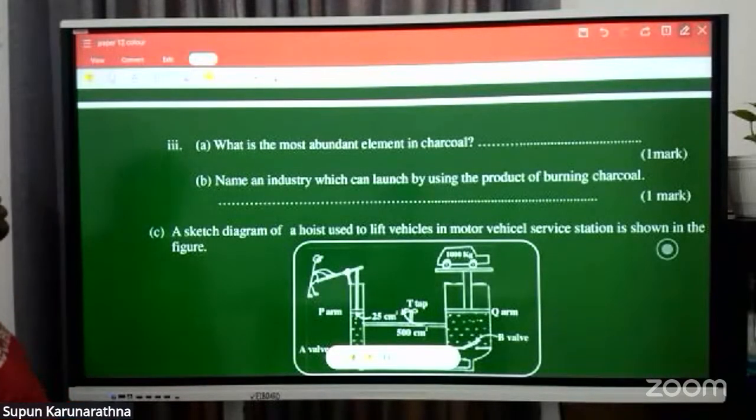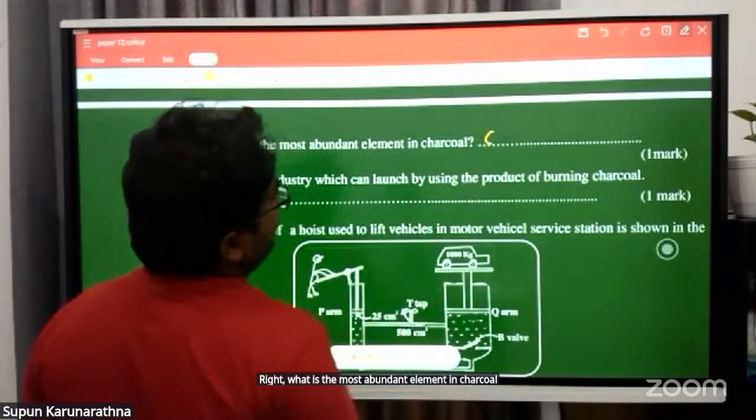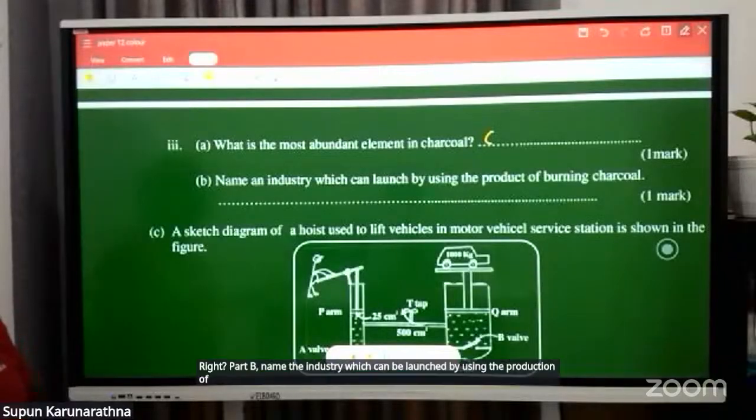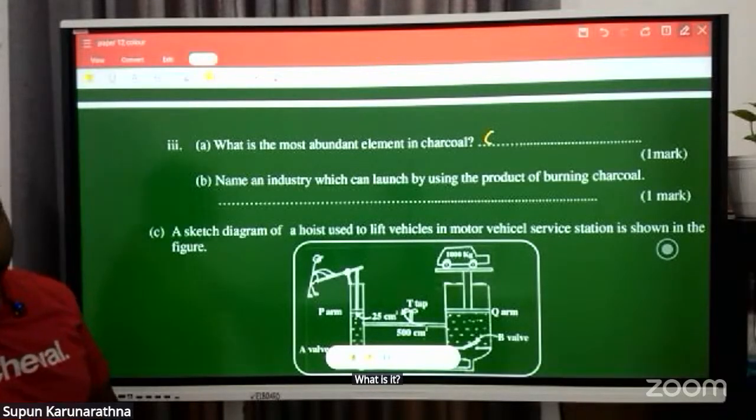What is the most abundant element in charcoal? It's carbon. Part B: name the industry which can be launched by using the product of burning charcoal. Production of dry ice.